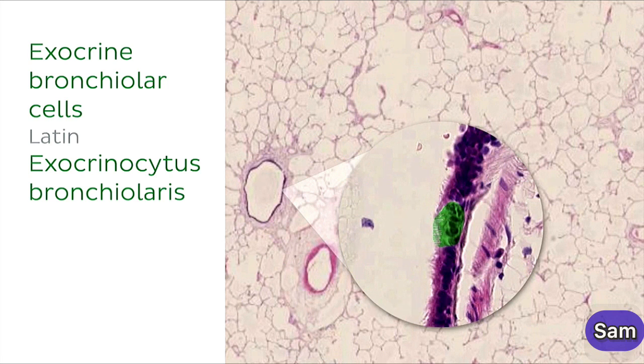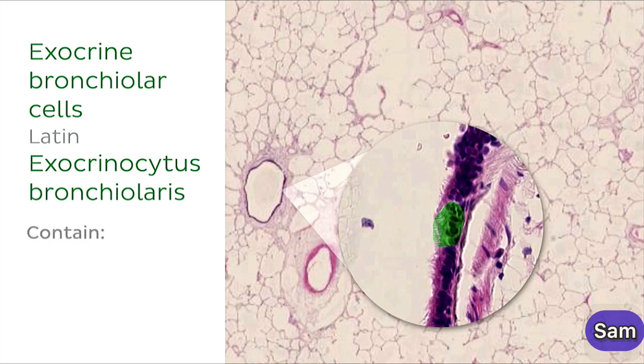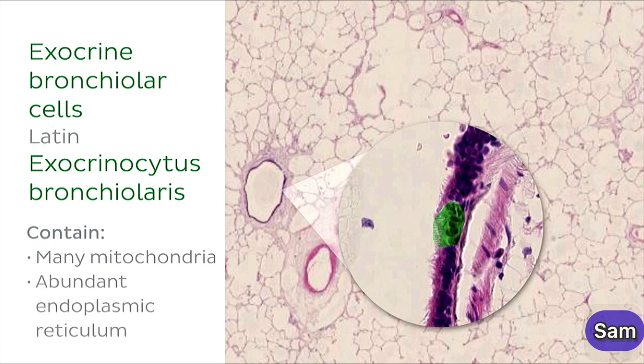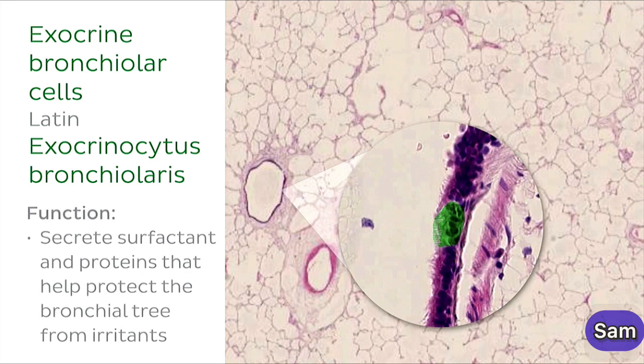Most exocrine bronchiolar cells are found within the terminal bronchioles and are the most common cell type in the respiratory bronchioles. Exocrine bronchiolar cells contain many mitochondria and abundant endoplasmic reticulum, as well as large secretory vesicles. In terms of their function, they have a protective role, whereby they secrete surfactant and may be involved in secreting proteins that help protect the bronchial tree from inhaled irritants.